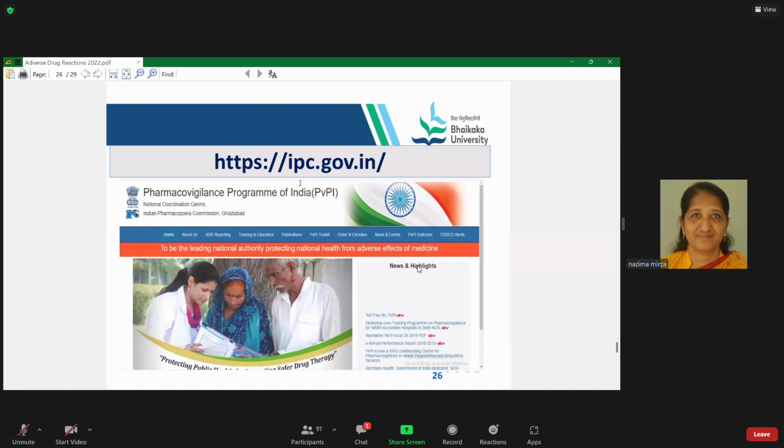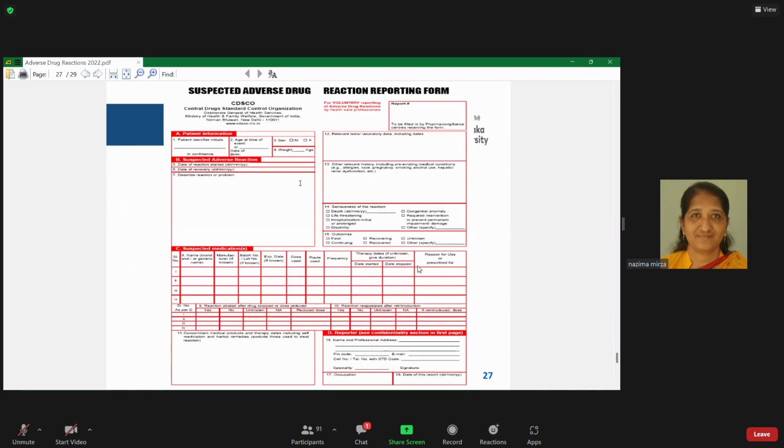This is the website. You can even visit that website, ipc.gov.in, Pharmacovigilance Programme of India. You will find various forms here. Even it is there in Hindi, even these forms are there in Gujarati. So anyone can fill. What are the contents? This is one example, the suspected adverse drug reaction form, that is managed by CDSCO, Central Drugs Standard Control Organisation.